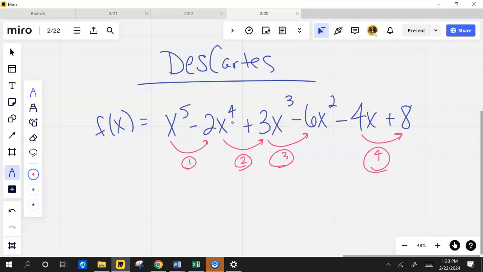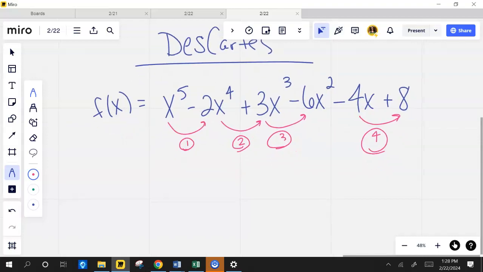What this tells me, every time the consecutive signs change in my original equation, is how many positive zeros I have. I have either 4 or 2 or 0. I keep going down by 2 until I hit 0. That's what Descartes says. You may like it and you may not, but I have to show it to you.